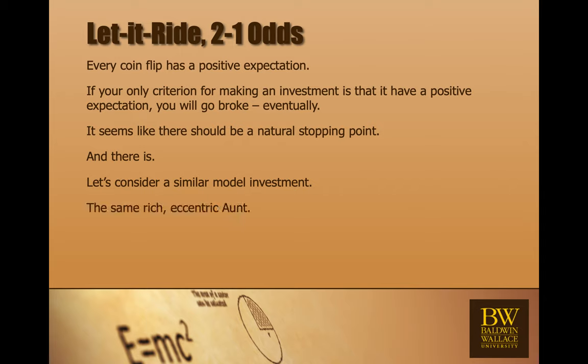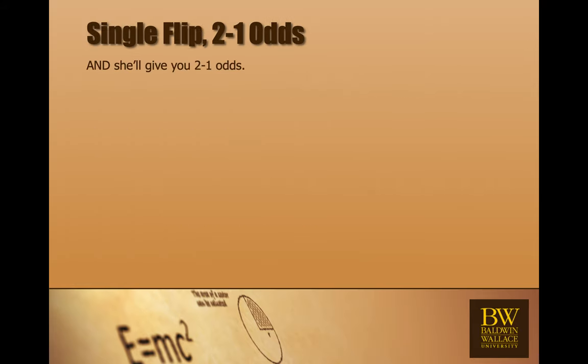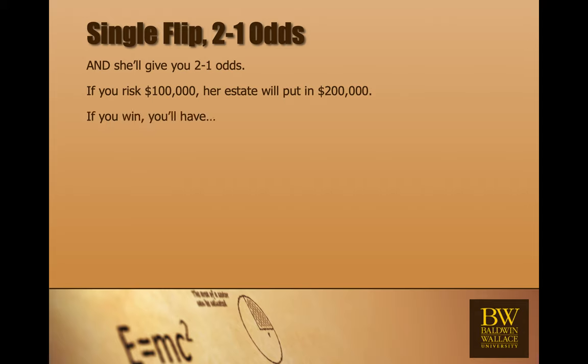So here's one more model investment. The same rich eccentric aunt, but this time, instead of asking you to bring a dollar, she gives you a million. Here's your $1,000,000. You now have $1,000,000. And if you want, you can risk any fraction, including zero, on that one flip of a coin. Only one. You don't get more than one flip. She's giving you 2-to-1 odds. So if you put in $100,000, her estate's putting in $200,000. 2-to-1. If you win, you'll have $1.2 million. If you lose, you risk $100,000.